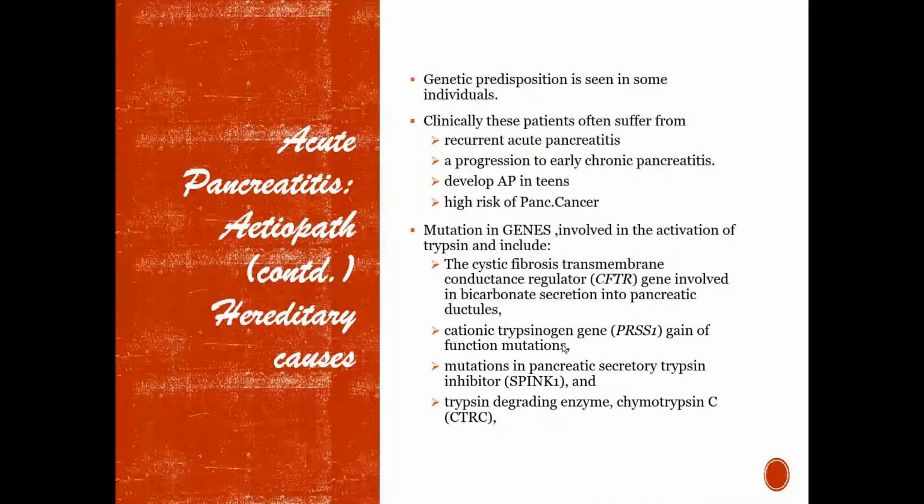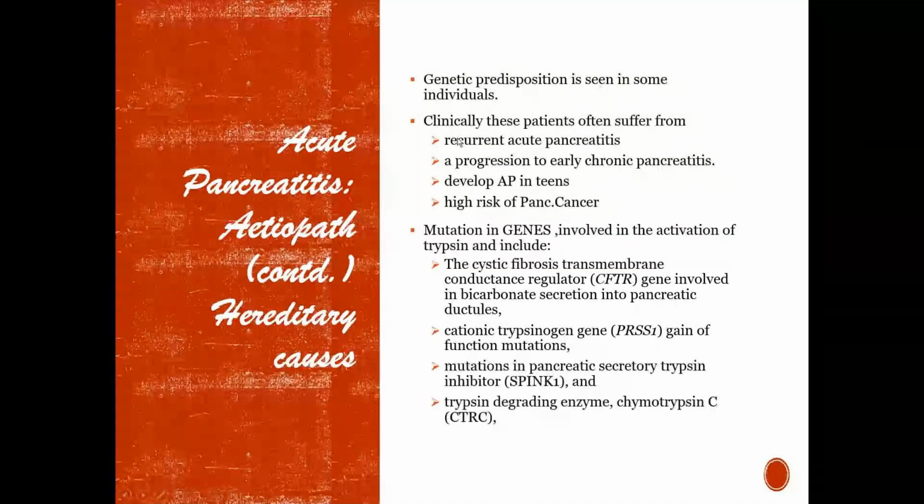Genetic genesis applies to acute pancreatitis as well as chronic pancreatitis. Here, let's stick to acute pancreatitis. Genetic predisposition is seen in some individuals, and clinically, these patients often suffer from the recurrent variety of acute pancreatitis, that is RAP, with progression to early chronic pancreatitis. They develop acute pancreatitis in their teens, and there's a high risk of pancreatic cancer. This is true for the genetic alterations responsible for pancreatitis.